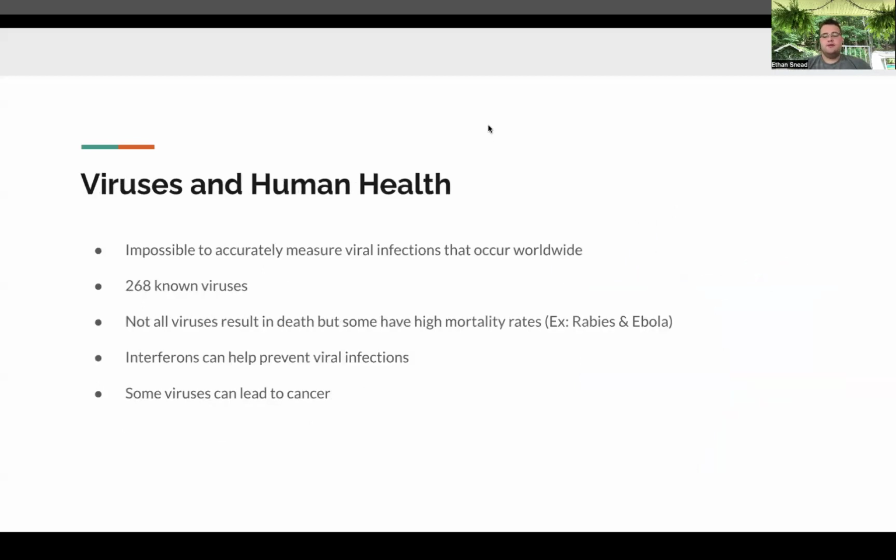Now we're going to talk about how these viruses affect human health. As stated in the first bullet, it's impossible to know how many actual viruses there are in the world, and it's impossible to accurately measure what parts of the world they originate in or where they're placed. There are 268 viruses that are known today, and although we still think there are a lot more, it's impossible to measure.